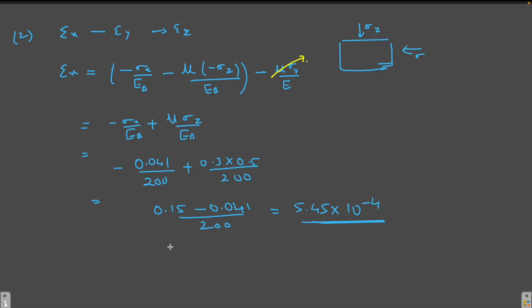Now let's calculate the strain in y direction. Strain in y direction will be sigma y by E minus mu sigma x by E minus mu sigma z by E. This is the formula I am writing. So what will be sigma y? Sigma y is not given to us. There is no stress in the y direction. There is only stress in x direction and z direction, given as sigma z in the question.